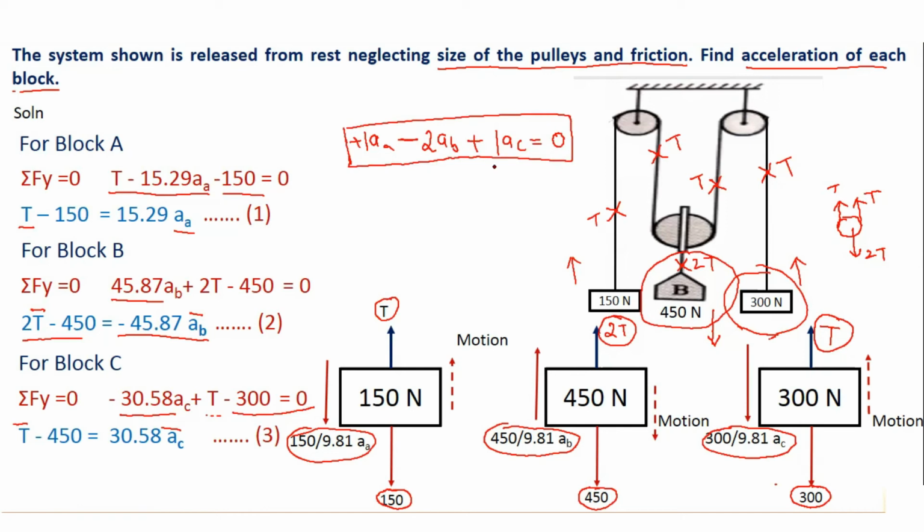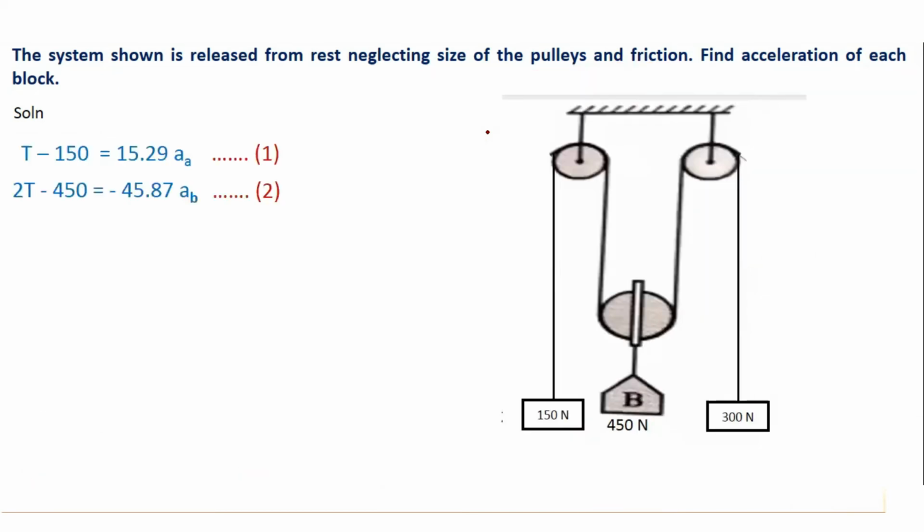This same equation you will get when you apply the work done principle or virtual work principle. So you can go by the shortcut and you can go by the virtual work method also, and you will get the same answer, which is AA minus 2AB plus AC is equal to 0, and let this be equation number 4. So these are our 4 equations.